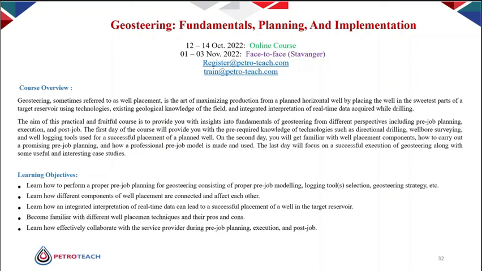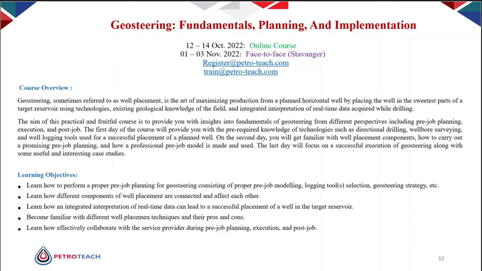For example, the technologies which are offered in the pre-job planning phase, such as LWD technologies and drilling strategy, and also recommendations for how to steer the well during the operations. So this course will help you to understand all these things, how to communicate with the service provider, and if you're in the service provider office, how to communicate with the client in order to ensure a successful well placement operation.